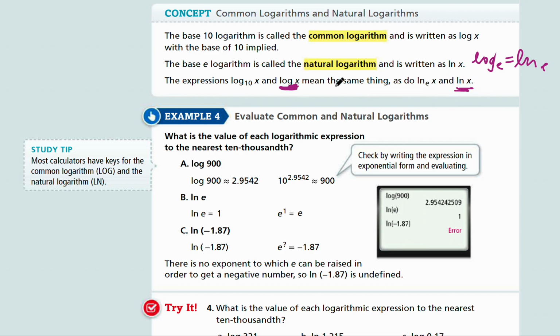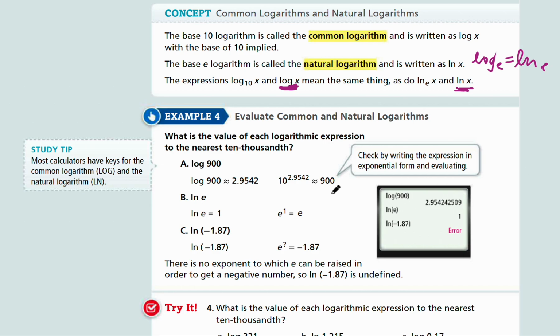So let's look at example 4. Evaluate common and natural logs. What's the value of each log expression to the nearest ten-thousandth? So log 900, if you plug it into the calculator, you'll see that's about 2.9542. And you can also check by calculating 10 to the power of 2.9542, which is about 900 as well.